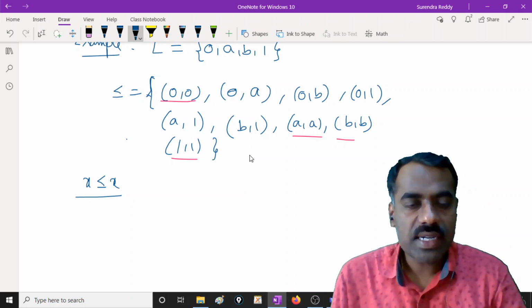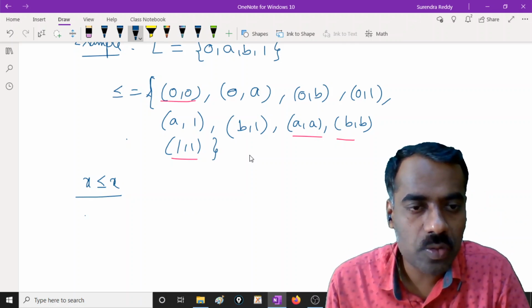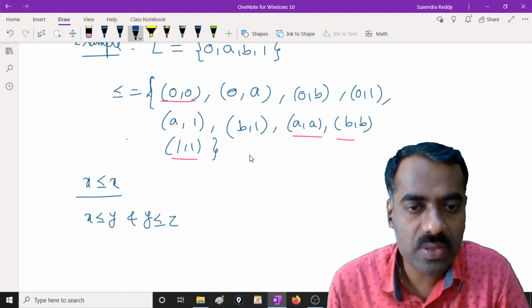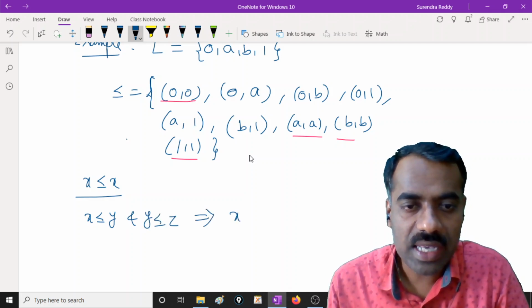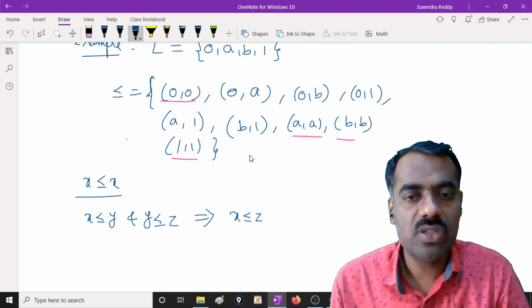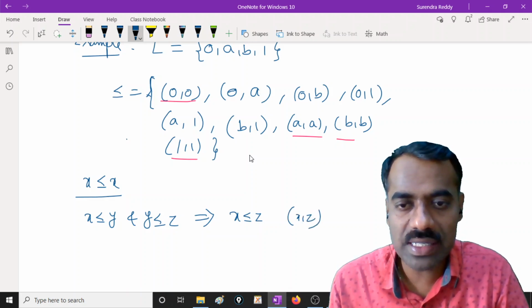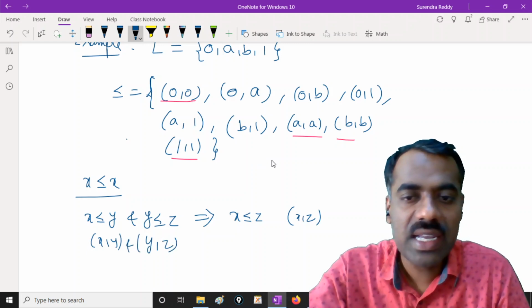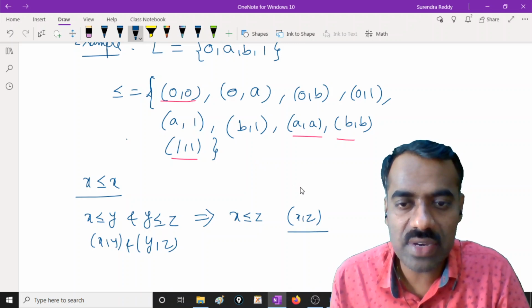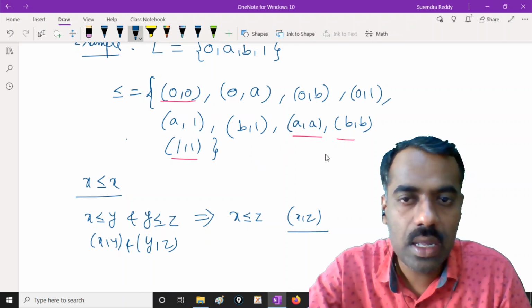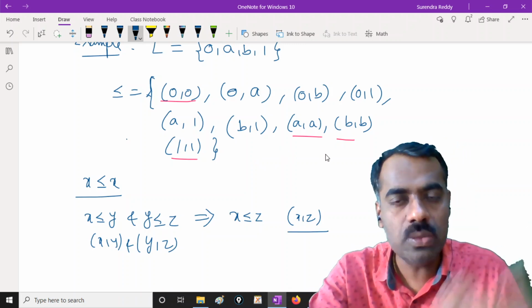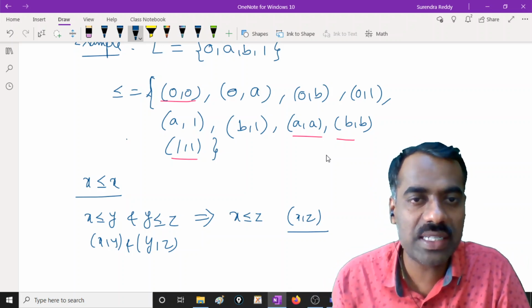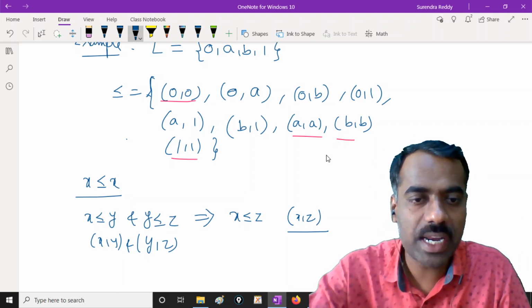Also, by using the transitive property, what is meant by the transitive property? If x is less than or equal to y and y is less than or equal to z, then by default x is less than or equal to z. So we need not write x comma z when x comma y and y comma z are there. If these two are already in that set, there is no point in writing this one. That means we are trying to reduce the number of elements in this representation, right?